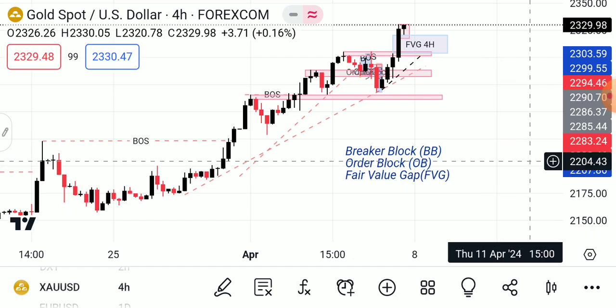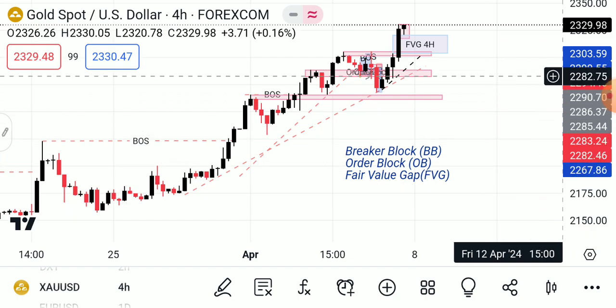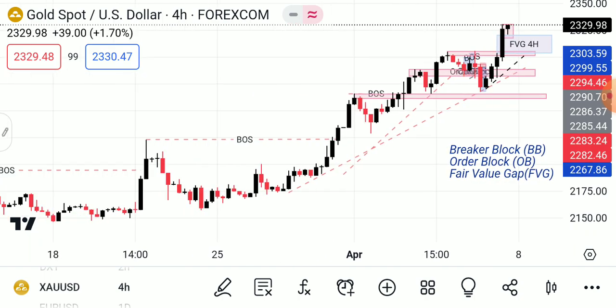So without wasting much time, let us jump into the chart. This is on a good chart, the 4 hours chart now. So before I take my entries, take note, I said I'll be talking about breaker blocks, order blocks, and fair value gaps in this video.